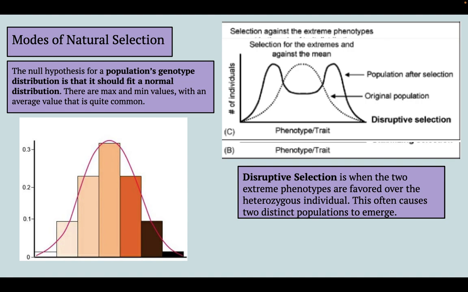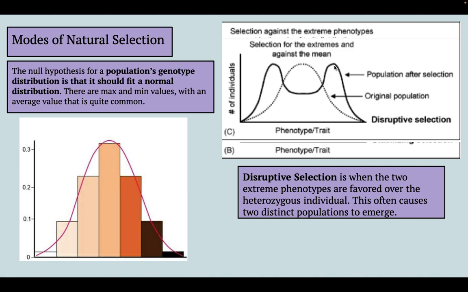And the last type of selection that we can talk about is disruptive selection. This is the hardest to find, and it usually is where either extreme phenotype is favored over the heterozygous individual. This is where people either really like cold porridge or hot porridge, if I'm using the Goldilocks analogy, and the porridge that usually is just right is terrible.